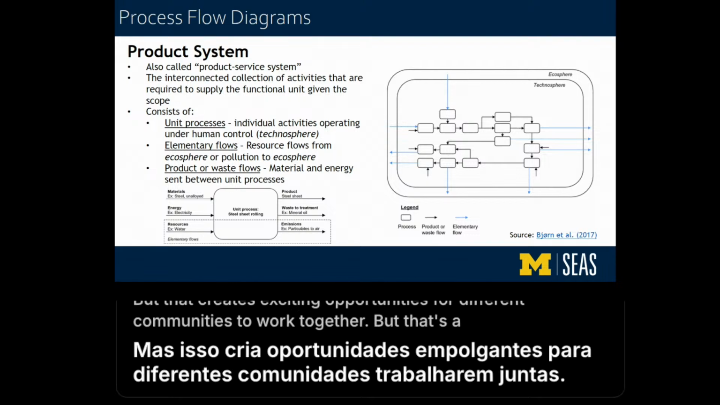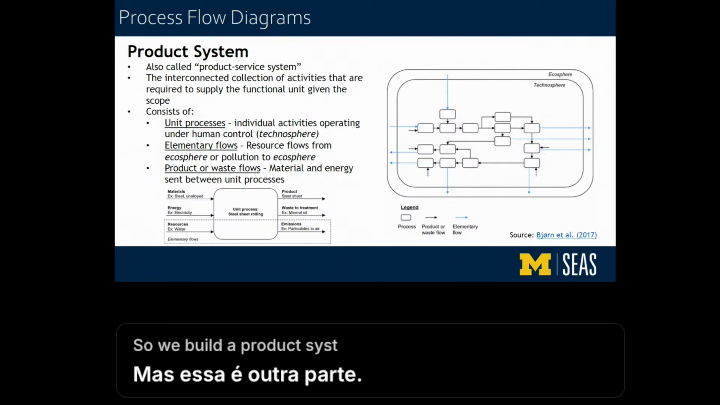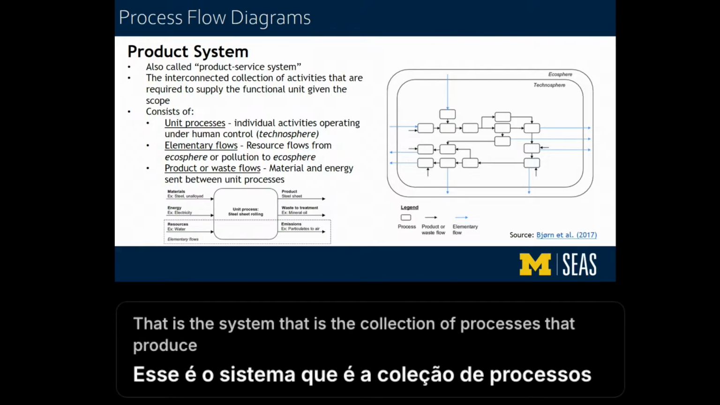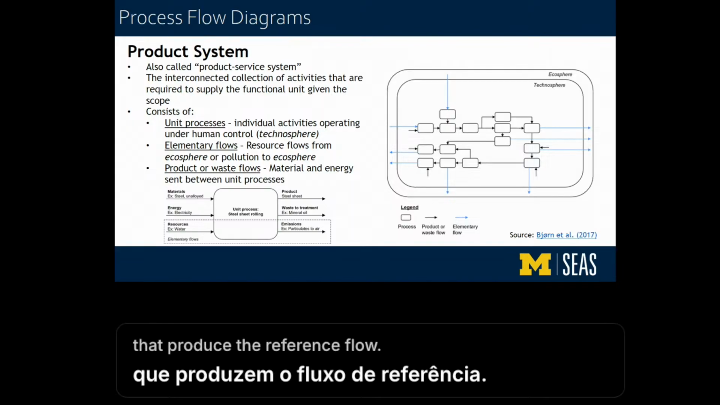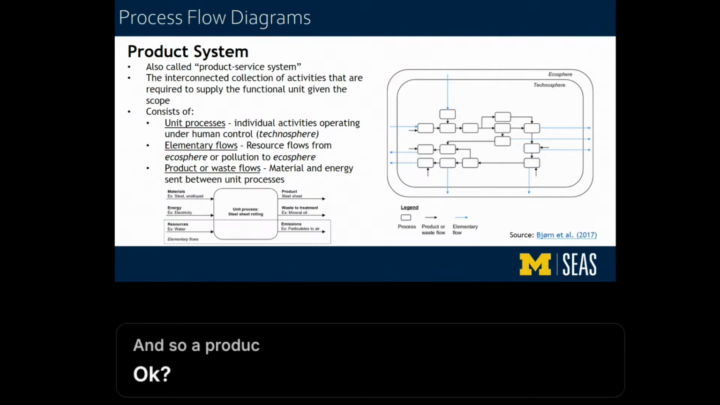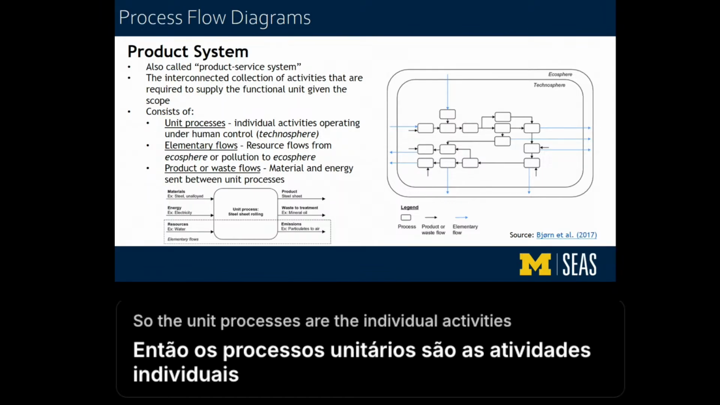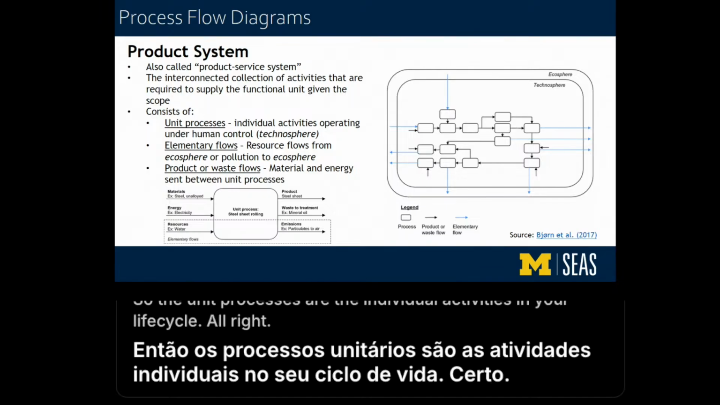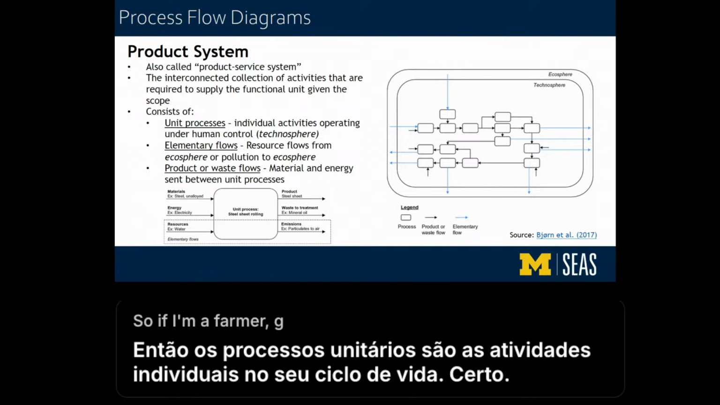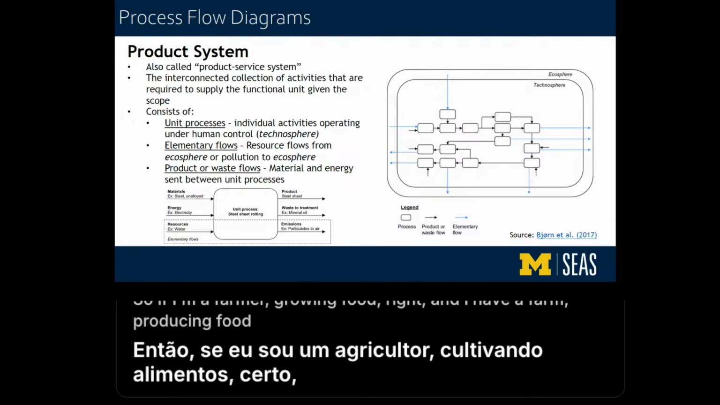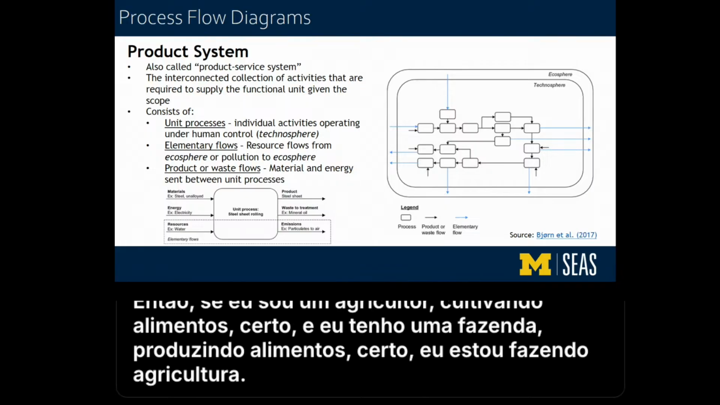So we build a product system, all right? That is the system, that is the collection of processes that produce the reference flow, okay? And so a product system is made up of unit processes, okay? So the unit processes are the individual activities in your life cycle, all right? So if I'm a farmer growing food, right, and I have a farm producing food, I'm farming, and I'm making food as an output, let's just say bananas.